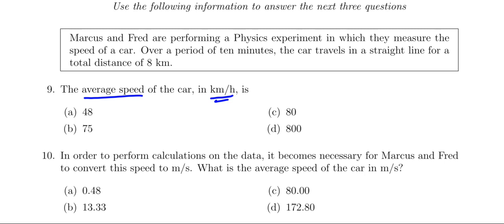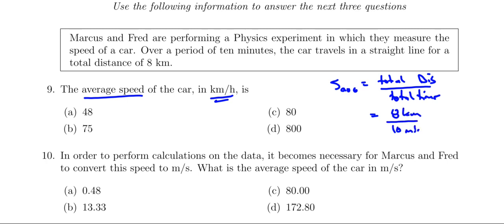Now, it is in kilometers per hour. We're going to deal with that in a second. But the average speed. So the average speed is going to be total distance over total time. Okay? So in our case here, that's going to be 8 kilometers over 10 minutes. Or in other words, we're going to go 0.8 kilometers per minute. Now, we want the average speed of the car in kilometers per hour. Okay, so we've got 0.8 kilometers per minute.